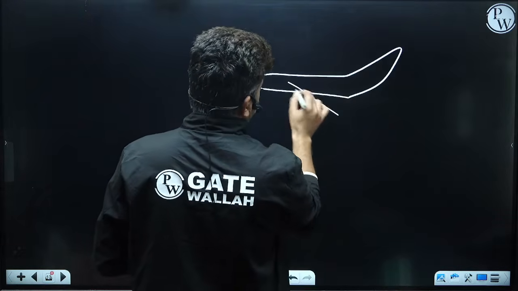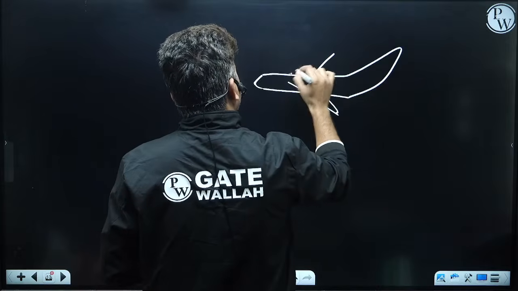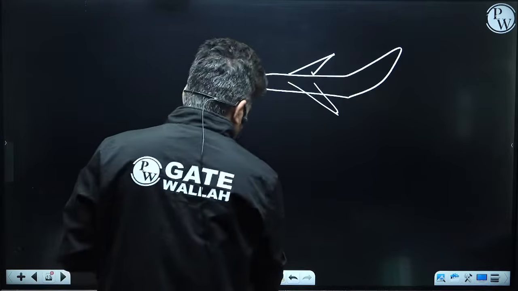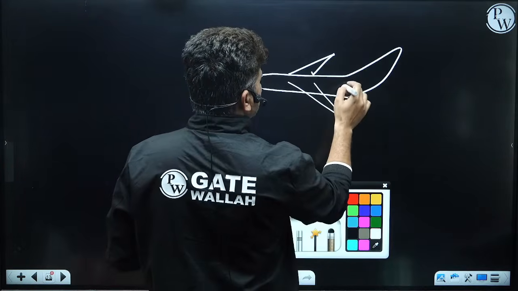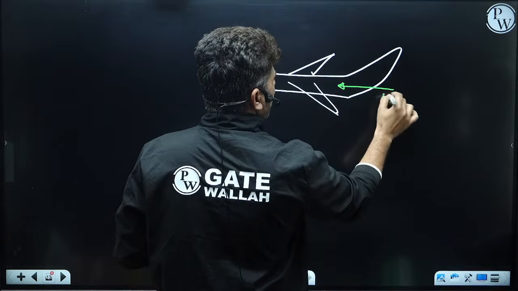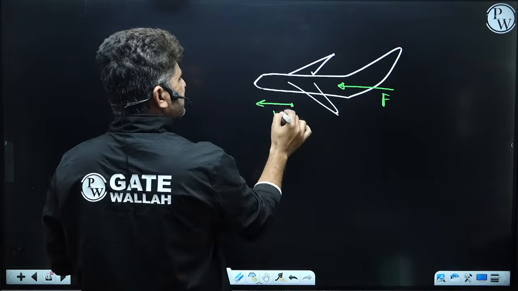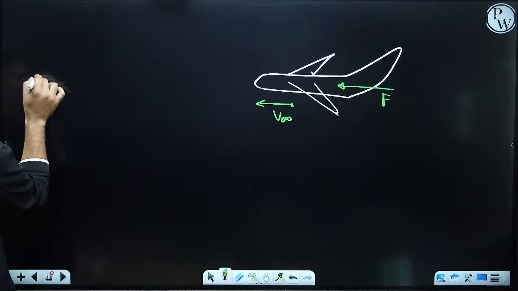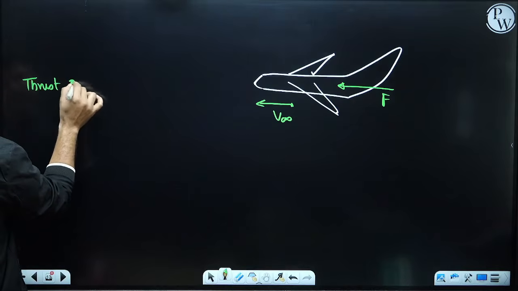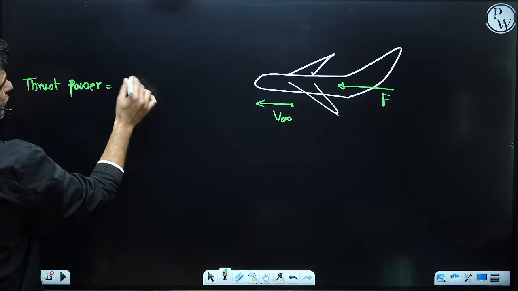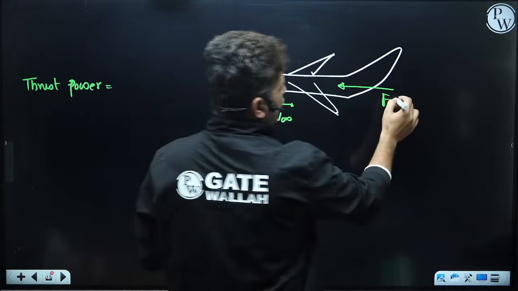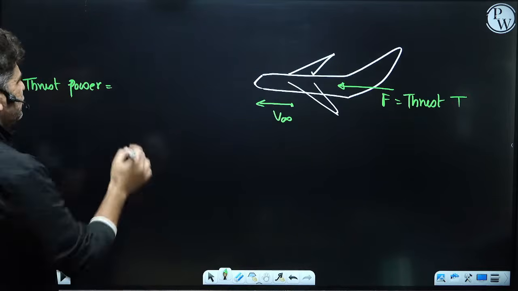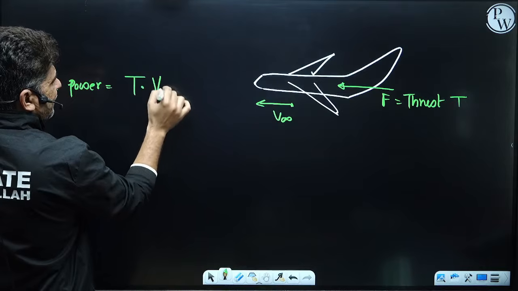Okay, and this aircraft is developing certain power. That power, whatever is the power available to the aircraft, will depend on the force acting on this aircraft and the velocity with which it is moving, which is nothing but v infinity. So can I say the thrust power which is available with the aircraft will be equal to the force, let's say thrust, which we write as T. So power will be thrust multiplied by V infinity.